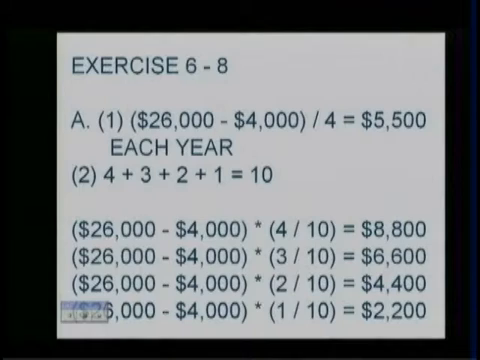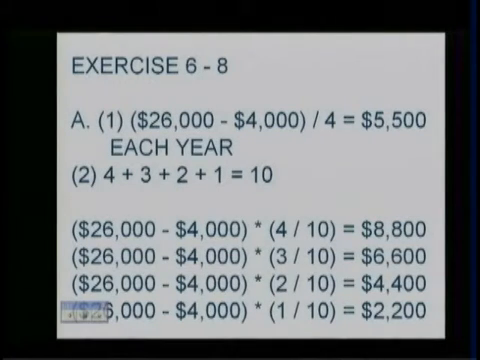Straight line depreciation. Okay, here's the calculation for straight line depreciation. You take the cost of the asset, you subtract out the salvage value, and you divide that remainder by the number of years of useful life. So it's cost of $26,000 minus salvage value of $4,000 divided by the number of years of useful life of 4. That would give you $5,500 each year for 4 years.